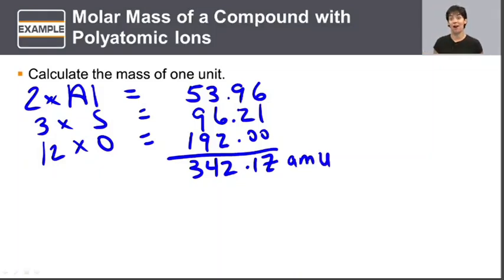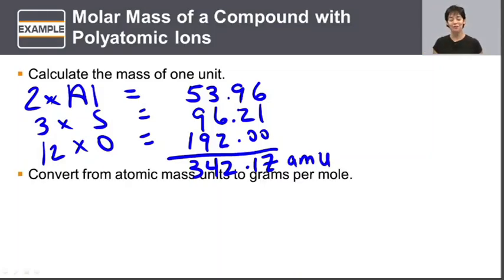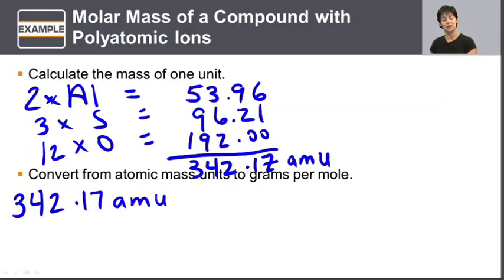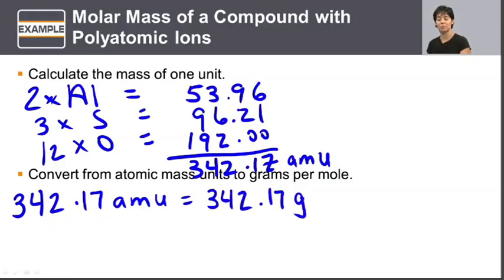Okay, final step. Convert the atomic mass units to grams per mole. Great. So 342, because remember we said they were equal, AMU is equal to grams per mole, 342.17 grams per mole of aluminium sulfate.